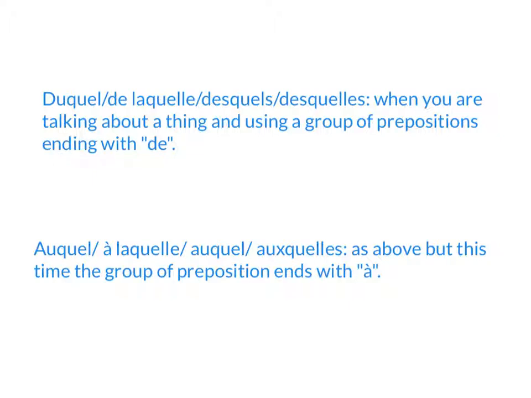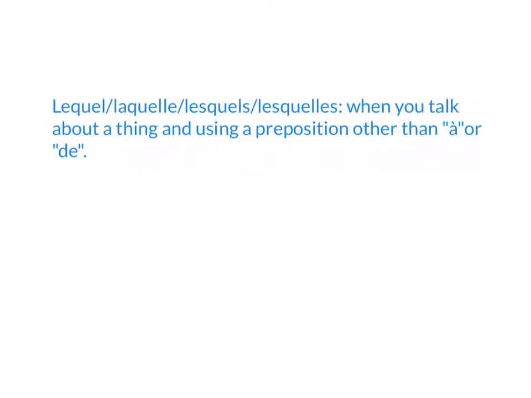Auquel is exactly the same as before, but this time instead of using the preposition de, we're using the preposition à. And finally, lequel, laquelle, and so on is when you talk about a thing, but this time you're using any preposition other than à or de.